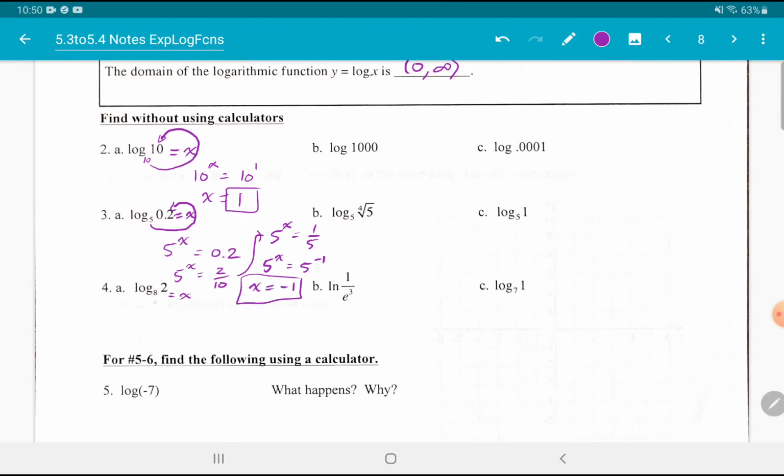Using the loop trick here, we say 8 to the x is equal to 2. If 8 to the x is equal to 2, we know that 8 is 2 to the third power. So what we now have is 2 to the 3x equals 2, and technically that's to the first power. So what we know is that 3x equals 1. So x equals 1/3.